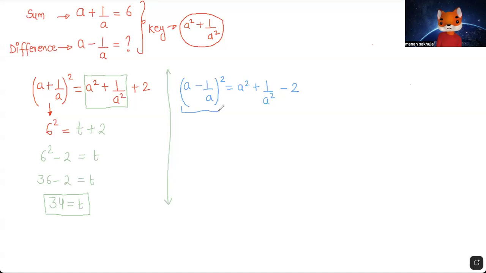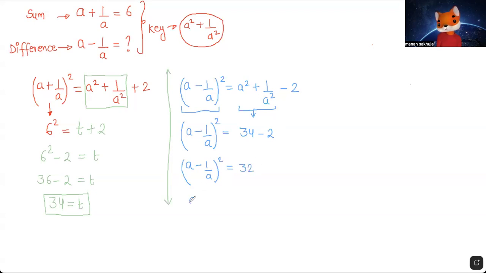Now students, this quantity is still unknown. So I'm going to copy it as it is, a minus 1 by a whole square equal to, now if you see this whole thing inside the box, we just found out the value of this. It's nothing but 34. Now we need to plug in the value of this whole quantity because we already know it from the previous equation. So it's going to be 34 minus 2. So from here we get a minus 1 by a whole square will be equal to 34 minus 2, that is 32.